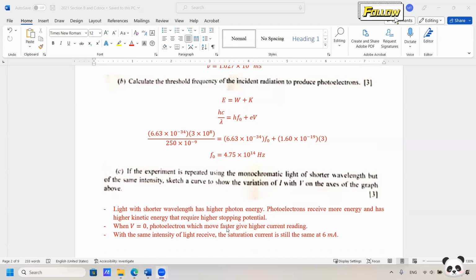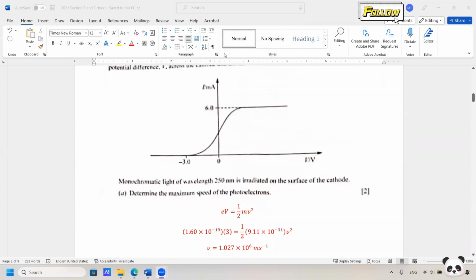So I guess these should be the 3 points that you should consider when sketching the graph. We have the higher stopping potential and higher current value when V is equal to 0, and it still maintains the same saturation current. So the sketching of the graph should be something like this. I guess that's all for this question. Thank you.